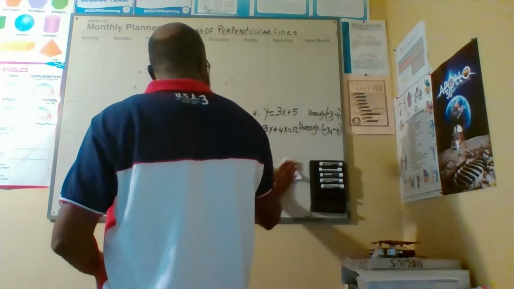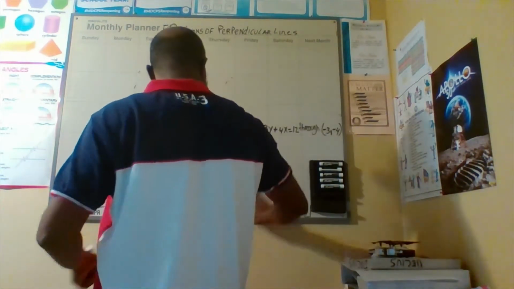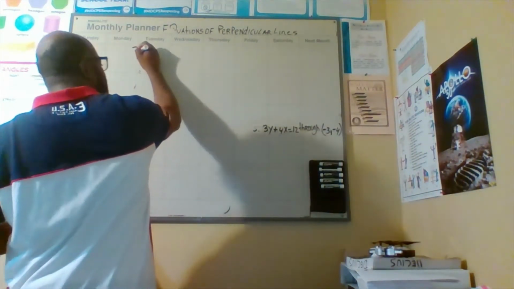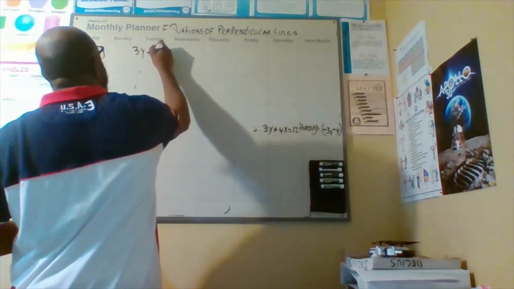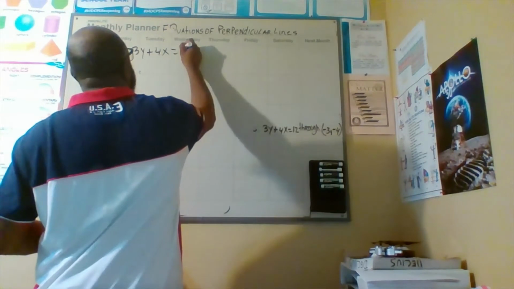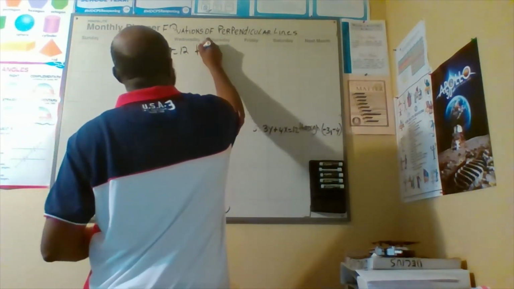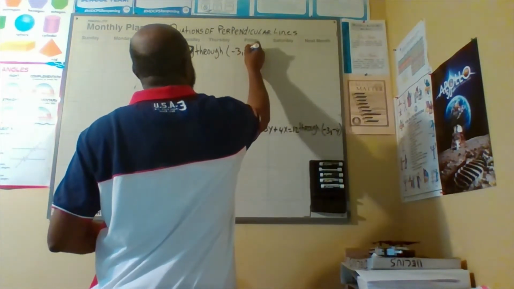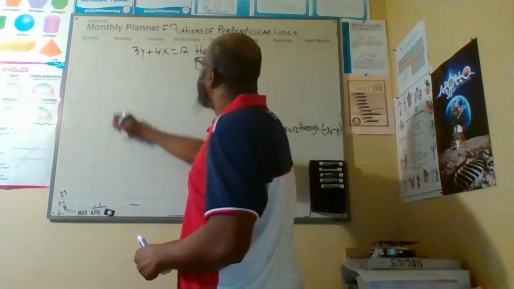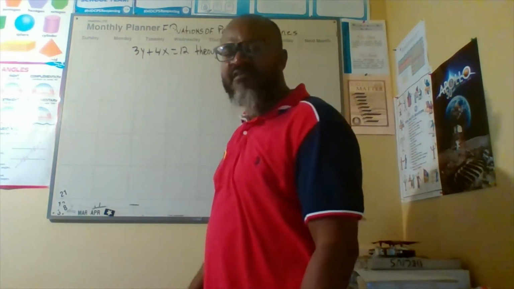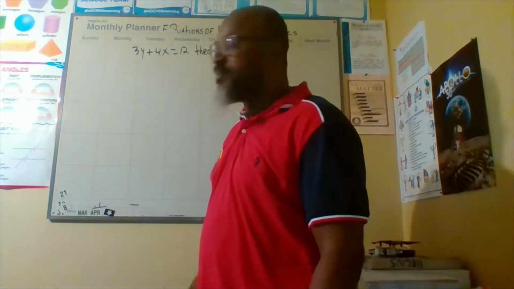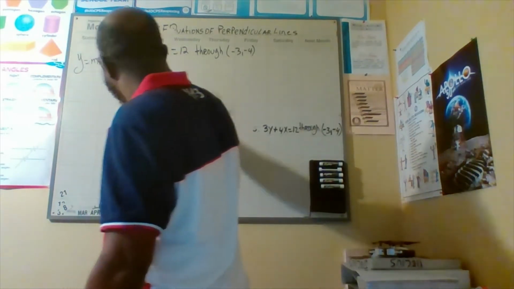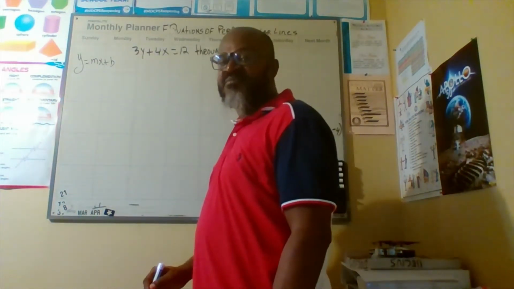Another problem. You have 3y plus 4x equals 12 and passing through the point (-3, -4). Now we don't know the slope. In this case, we'll have to solve for y and put it in y equals mx plus b form. So it is in standard form. We're going to change it from standard form to slope-intercept form.